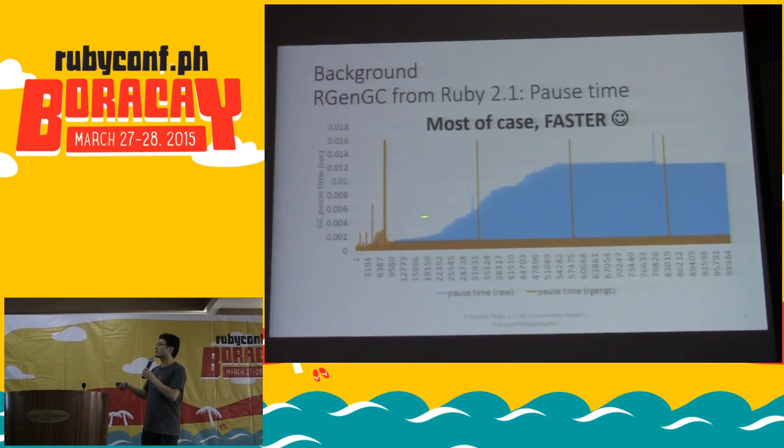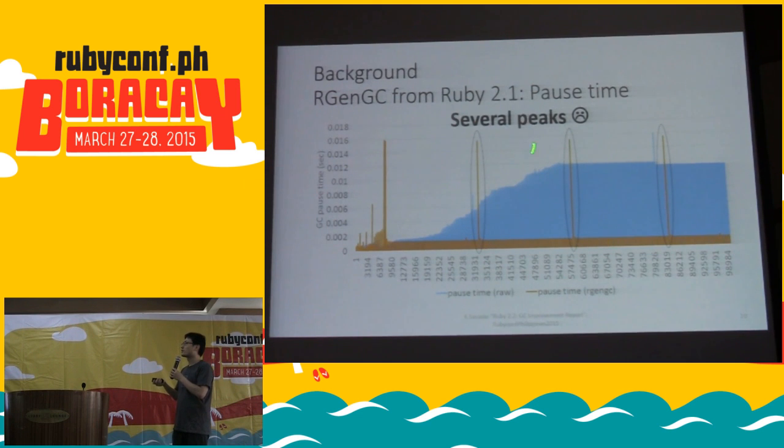In previous Ruby 2.0 or before, without generational garbage collection, the y-axis is execution time. Before the generational garbage collection implementation, it consumes a huge time, but in most cases with generational garbage collection, it only consumes a short time. I mean that in most cases it is faster than without generational garbage collection. But there are several peaks. In some cases it is slow, which means that the garbage collector stops your application.